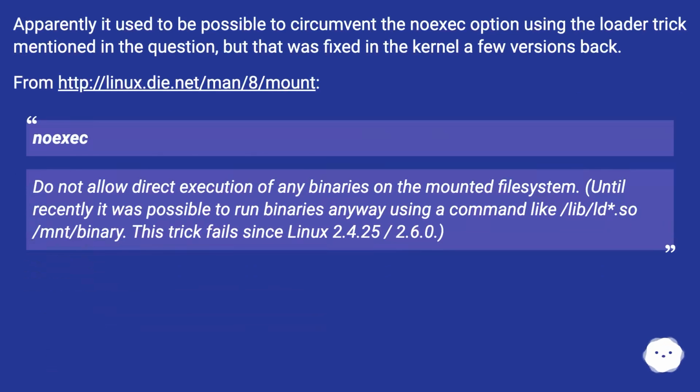Apparently, it used to be possible to circumvent the noexec option using the loader trick mentioned in the question, but that was fixed in the kernel a few versions back. From this URL, noexec does not allow direct execution of any binaries on the mounted file system. Until recently, it was possible to run binaries anyway using a command like /lib/ld*.so /mnt/binary. This trick fails since Linux 2.6.25.